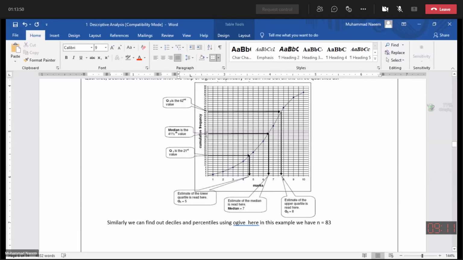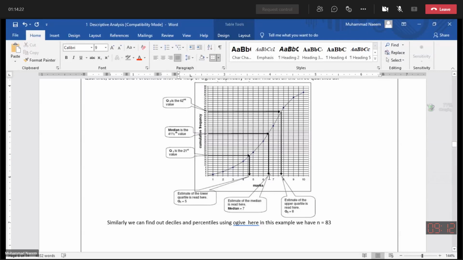Again, we need to calculate all the corresponding ratios. For the median, we need n by 2. So find here n by 2. If n by 2 is here, draw a line parallel to the x-axis until it touches the curve, then drop a perpendicular on the x-axis. This value on the x-axis will be the median.